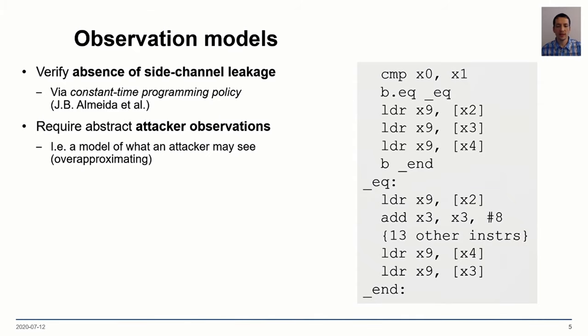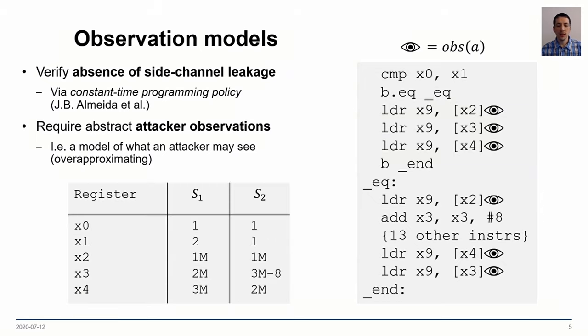To approximate an attacker that has access to the cache, we choose the address of all memory accesses as abstract observation. In our concrete program, this corresponds to observations at each load instruction address. One can now use the observation model by pairing states where the abstract attacker does not learn anything from looking at the side channel. This means that states which produce the same sequence of observations are to be considered indistinguishable for a real attacker. Here's an interesting example of two such states. In S1, X0 and X1 are not equal, and thus the sequence of observations is 1 megabyte, 2 megabyte and 3 megabyte. S2 takes the other branch, and if one follows closely, the observations are exactly the same when we consider that the 13 other instructions are not affecting X4 and X3.